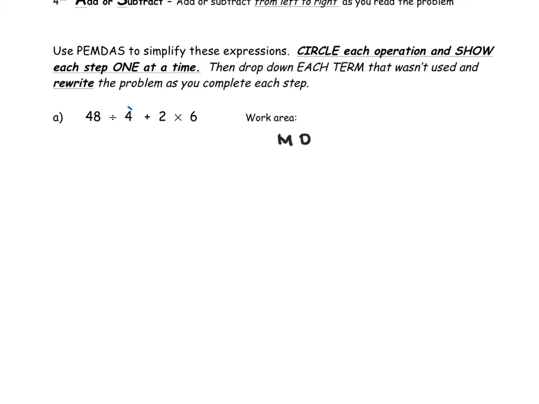So here's what I'm going to ask you to do. Would you please circle 48 divided by 4? Now, you can use your calculator if you have one, and if you don't, you can go ahead and write 48 divided by 4. What is the answer to 48 divided by 4? The answer is 12. And now we're going to drop down everything we haven't used so far. We haven't used the plus, the 2, the times, or the 6. And now we're going to start this problem all over again. We are still looking to see if we have any multiplication or division. What do you think we should circle?